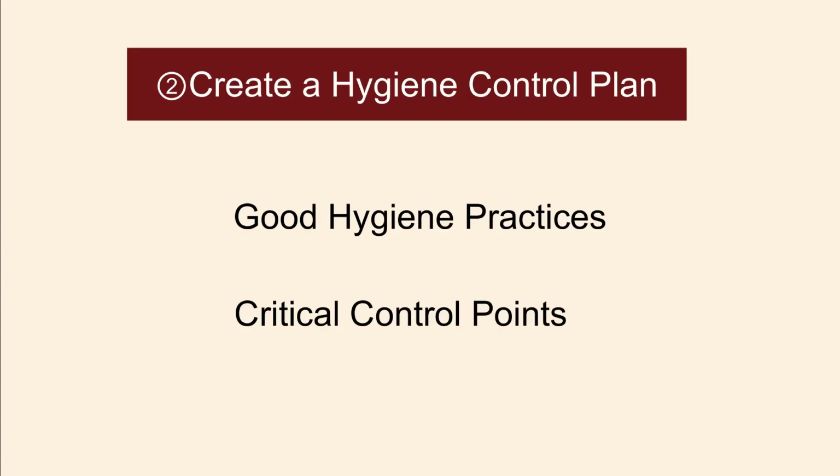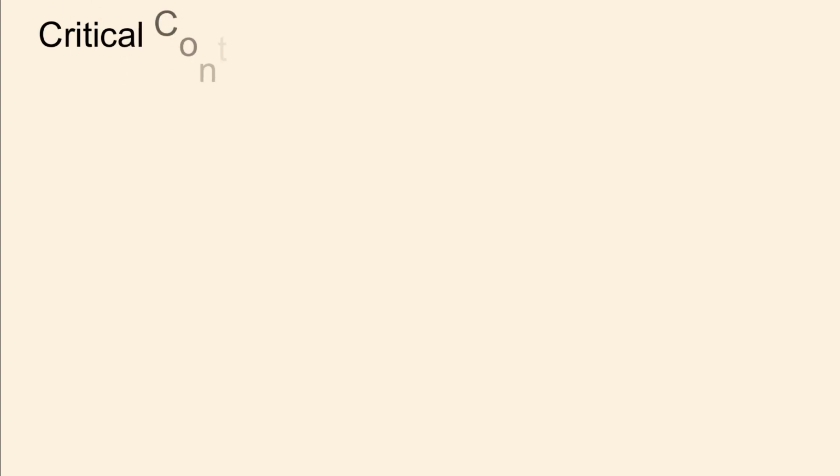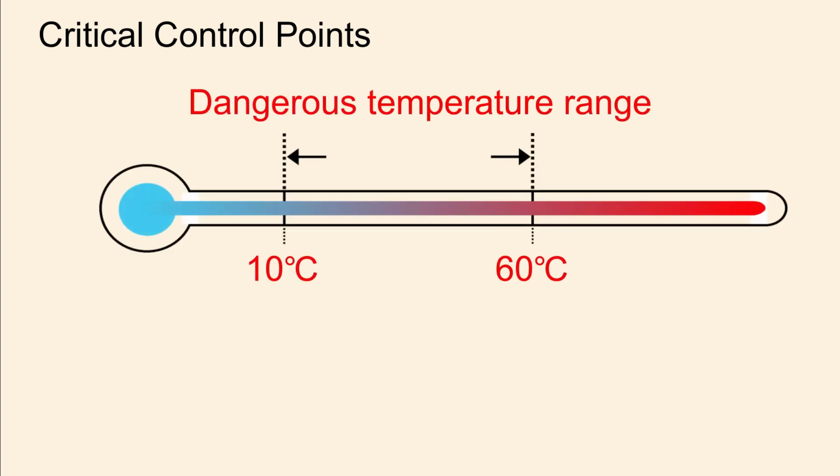Next, we will look at critical control points. First, we will explain the dangerous temperature range. Look at the bottom of page 3. Dangerous temperature range refers to the temperature range of 10 to 60 degrees Celsius.